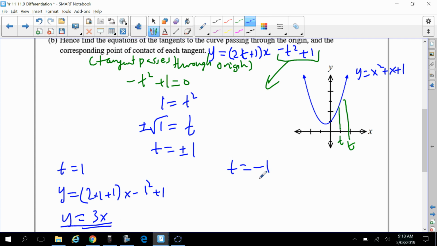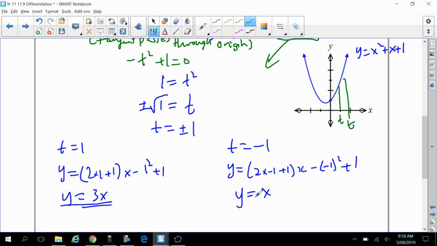What if t is -1? Works the same thing. 2 times -1 plus 1 times x minus -1 squared. You will still get cancelled. You get 0. So you get y equal to x. Oh no, y equal to -x. Okay, what does the picture look like?